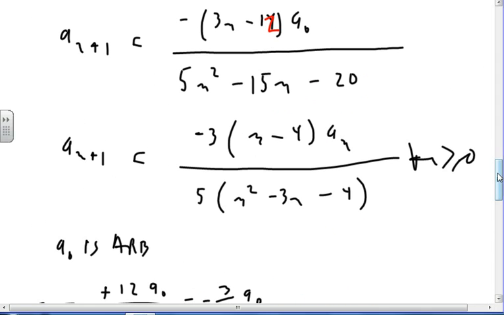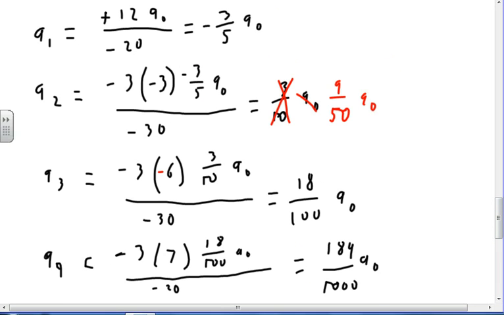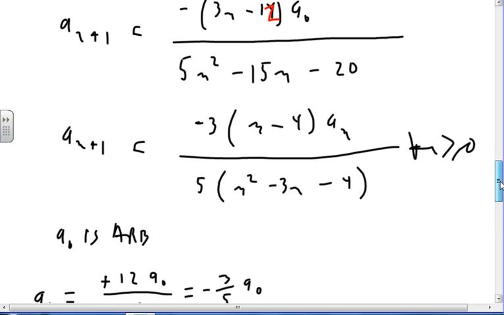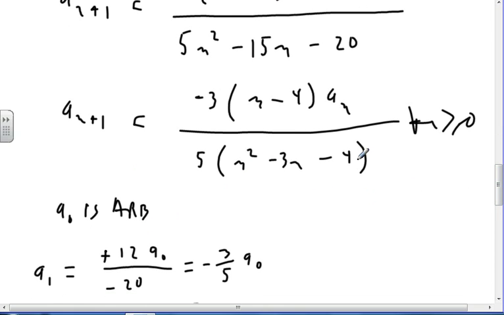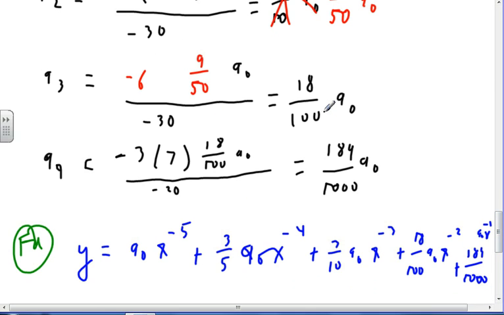Minus 3 times minus 2 is a minus 6, and we're going to get rid of that. So I got minus 6 times 9 over 50 divided by, this should still be divided by 30, I think. So n is equal to 2. That goes away. That goes away. N is 2. No, n is 2. Minus 30 is correct.